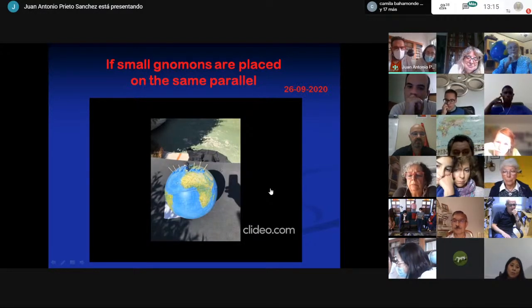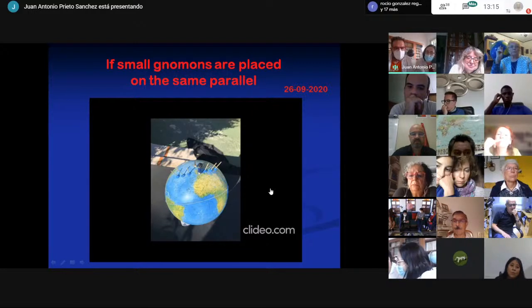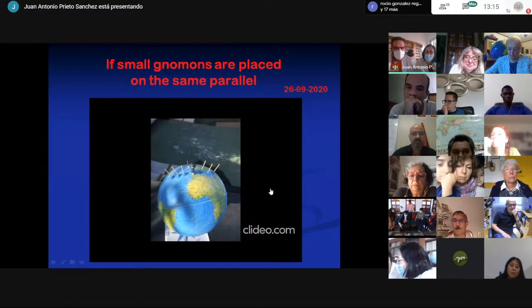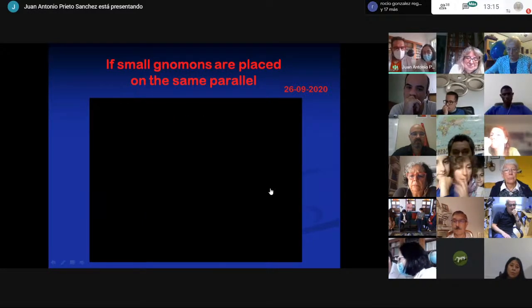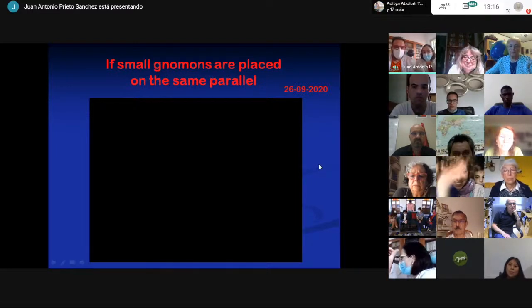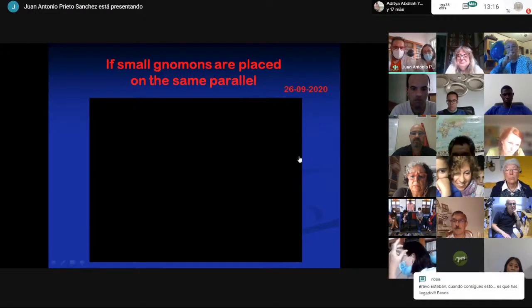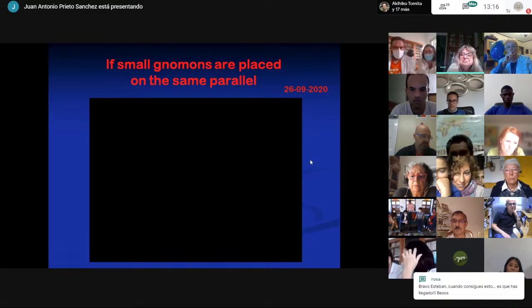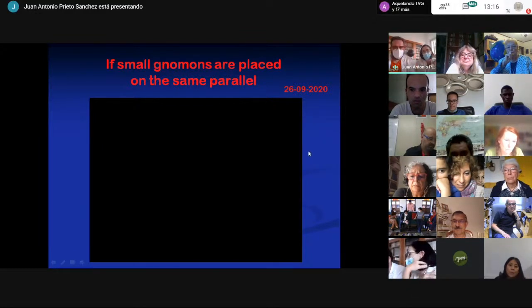The interesting thing is that in the parallel, all the shadows have the same length, but in the meridian, the ones closest to the poles are longer, and the ones closest to the equator are shorter. Therefore, it's a very good starting point to explain the climate in different parts of the planet. It explains, particularly to young children, why it is colder at the poles than along the equator.